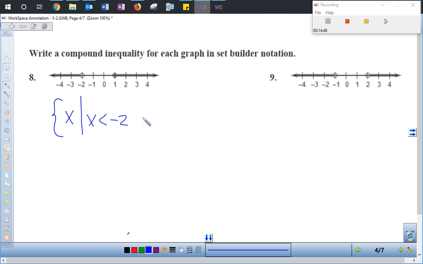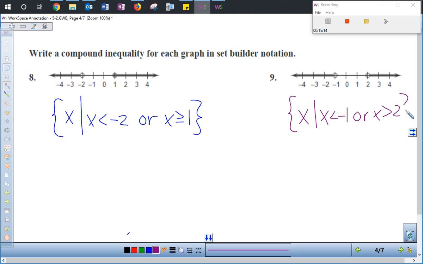I have a gap, so I write the word or. And then I have a closed dot on 1 with an arrow going to the right, so x is greater than or equal to 1. Alright, what I'd like you to do is pause the video and do number 9 on your own. Alright, hopefully you got the set of all x's, or whatever variable you chose, such that x is less than negative 1 or x is greater than 2.